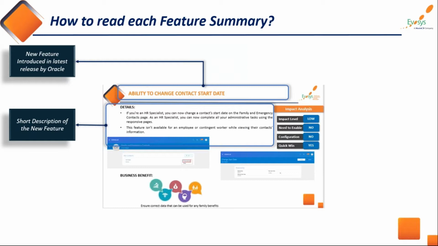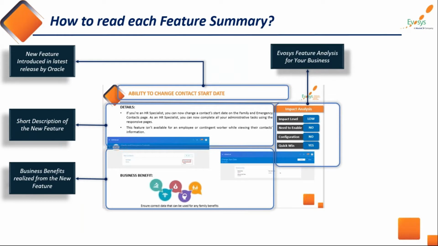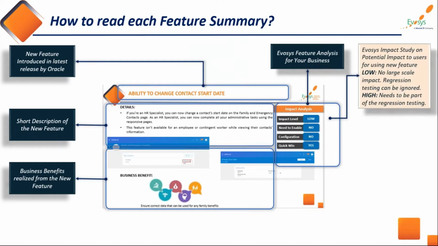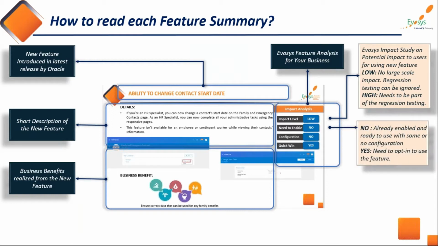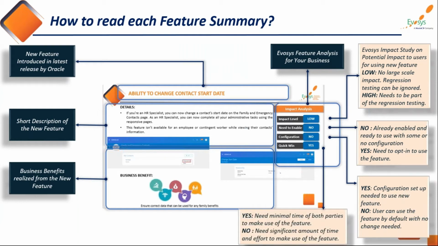We include the feature name, a short description, and the business benefit, so that you can see the impact it may have on your organization with the outcomes that it could give you. We then include a high-level impact analysis on the right here with four main areas. We include the impact level that helps to gauge the amount of testing that's required, whether or not the feature needs to be enabled, whether it needs to be configured, and also whether or not it's a quick win. And this effectively takes into account the level of effort and time that's required to get that feature set up.